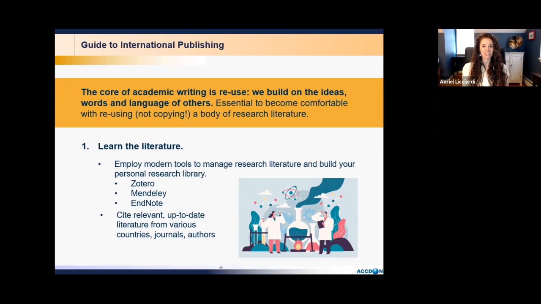And therefore, it's essential for you to become comfortable with reusing and building upon, but not copying, because that would be plagiarism, this body of literature that's around you. So the first step in being successful in international publishing is to really, really learn the literature. This is something that you're going to be doing as becoming a graduate student and establishing yourself, is reading tons and tons of academic papers.